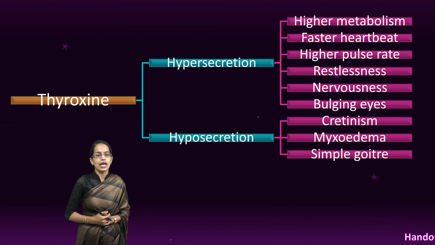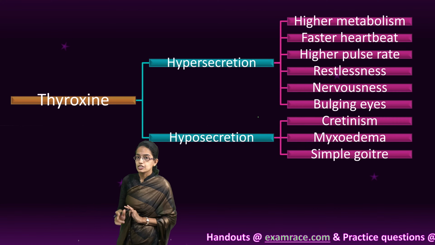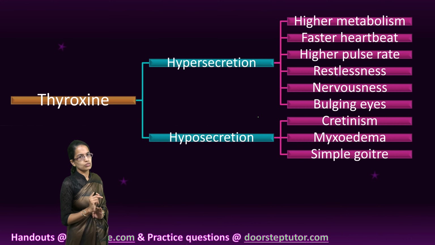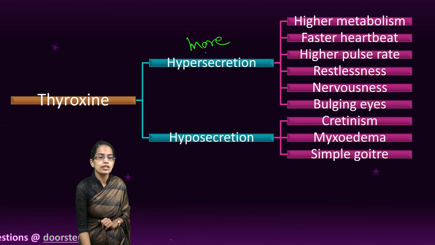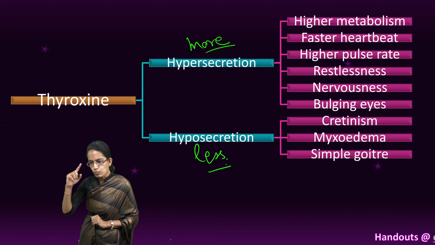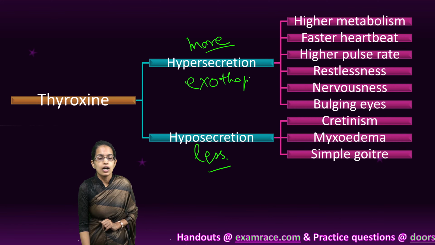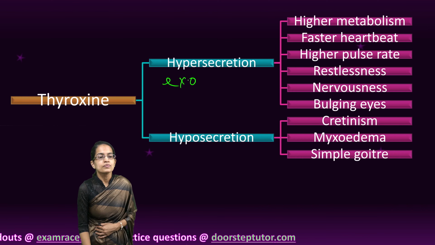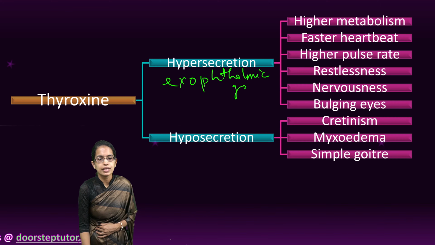Now coming to the thyroid, there can be disorders, as we studied in the section on hormones. Each of these glands, if there is more secretion, can lead to disorder. If there is less secretion, again there can be disorders. So what is the disorder when the secretions are more and when the secretions are less? When the secretions are more, it leads to exophthalmic goitre. So exophthalmic goitre, what is the major characteristic?